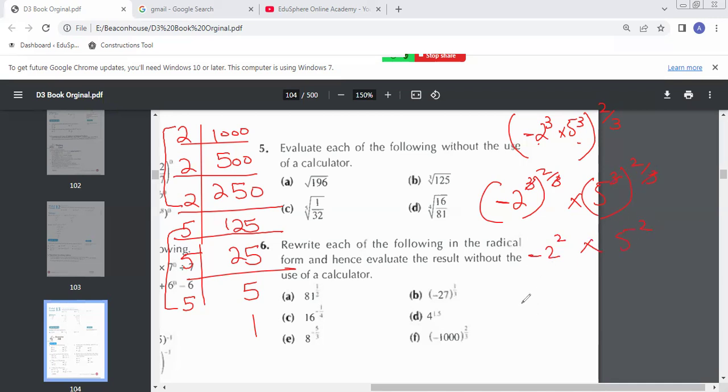So it will be minus 2 squared, which is 4. This minus sign will be canceled by taking the square of negative 2. So it will be positive 4, and 5 squared is 25. So 4 times 25 is 100. So the final answer is 100.